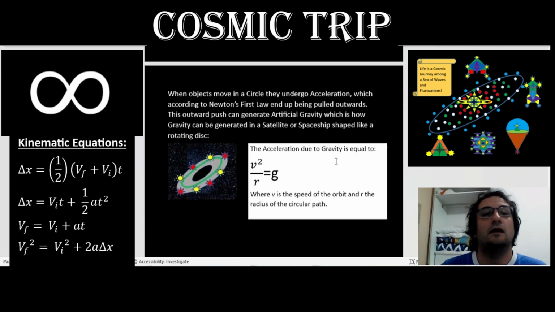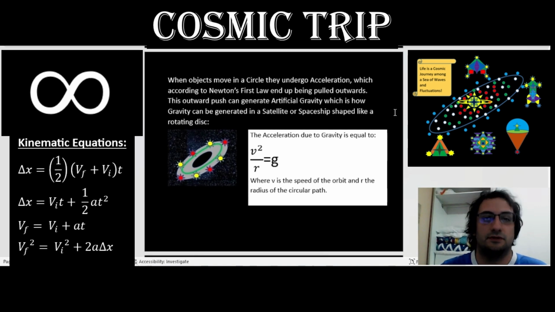So, when objects move in a circle, they undergo acceleration because there's a change in direction, which according to Newton's first law ends up being pulled outward.